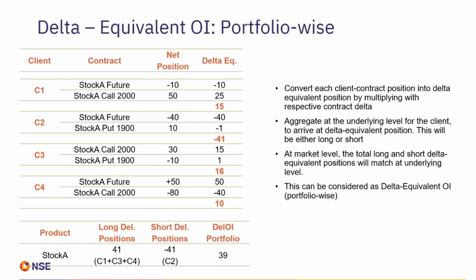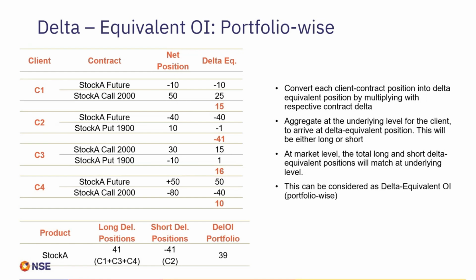So let us take client one's example. We have a stock future minus 10 position and a call 50 position. In delta equivalent terms, minus 10 remains minus 10 because futures delta is 1, and the stock A call, because it has a 0.5 delta, the 50 position becomes a delta equivalent position of 25. And here we are using the signs. We are not taking absolute values. So minus 10 plus 25 means 15 delta is the position of client C1. So it will be netting. That will be netting. Okay. So we'll net off within the same client to arrive at the net delta for that client.